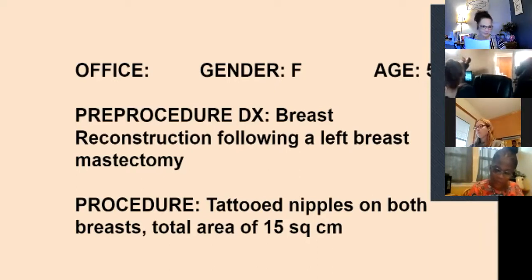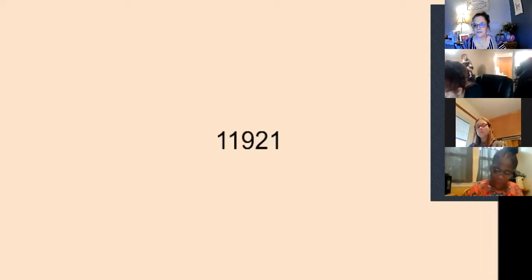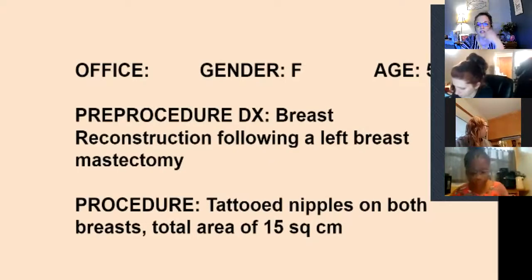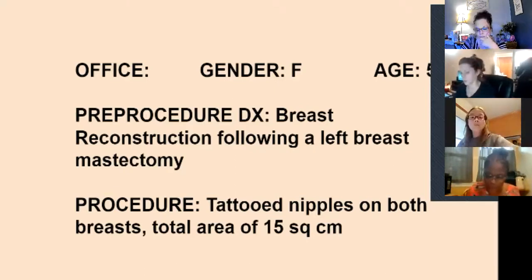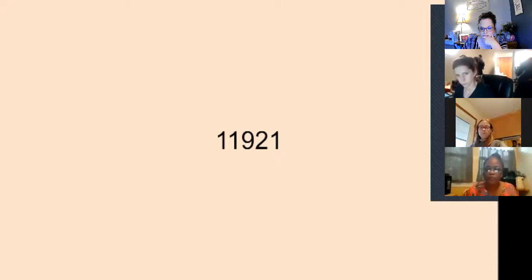Effect of the skin, including micropigmentation, per square centimeters. It has to be 11921. Each additional 20 square centimeters. Yep, it had to be that, because the other ones are add-on codes, because of that 15 square centimeters.